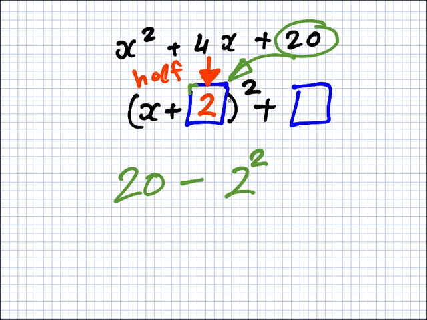Alright, 20 minus 2 squared. Is it always minus, or could it sometimes be plus? Always minus, yeah. For this second one, it's always minus.